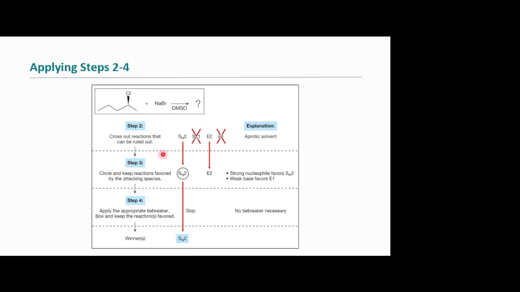Okay, step 3, we circle and keep the reactions that are favored by our attacking species. And so is bromide going to be a better base or a better nucleophile? Well, bromide's one of the conjugate bases of a strong acid, isn't it? So it's a miserable base. It's a terrible base, right? Now, what it is, though, is it's very large, and it has very, very deformable orbitals that can reach out and get into places, right? And so this is a better nucleophile. And so this nucleophile bromide here does favor your SN2 reactions. E2 is disfavored here.